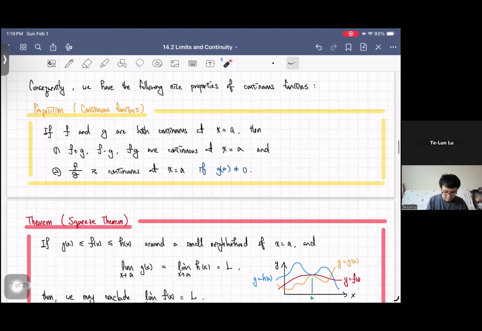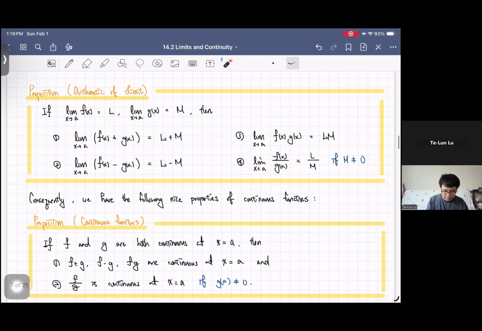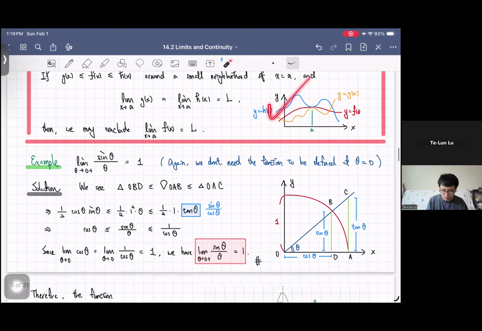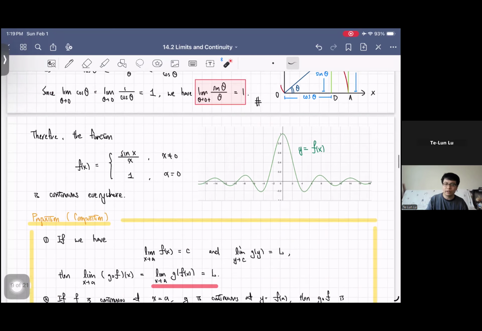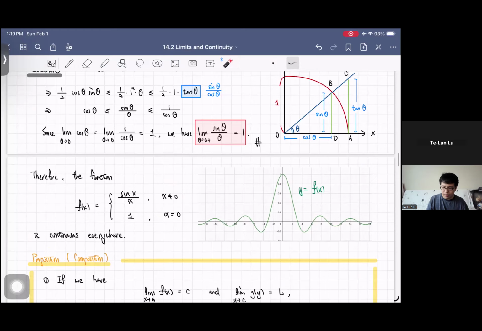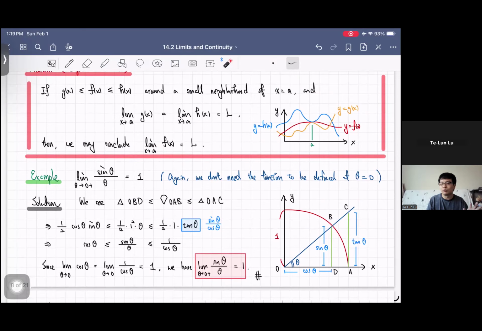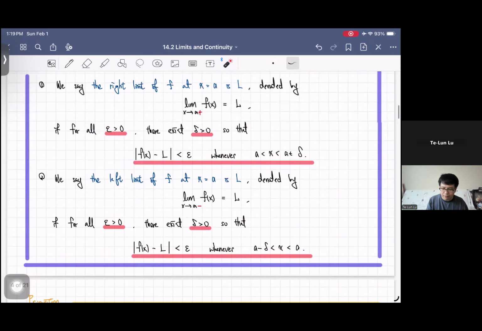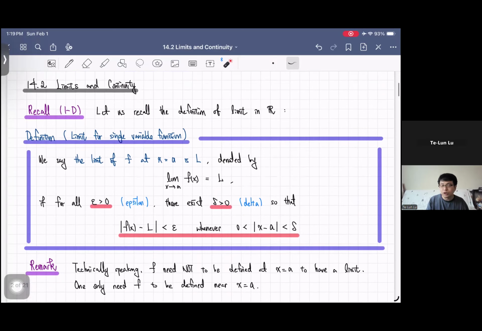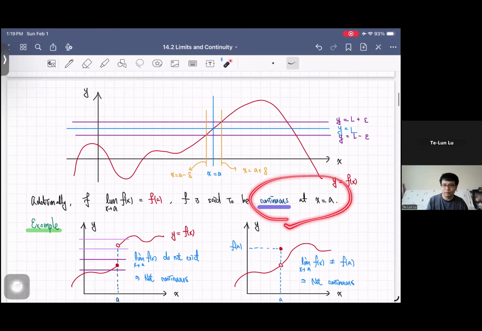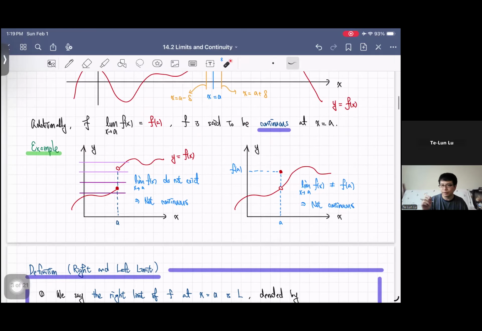Right. As I mentioned, these propositions and theorems will all be given a proof in the third portion of the video. And we will encounter almost the same thing in the higher-dimensional limit and continuity, where we will be doing things more delicately. And we will soon see why in the next video. But anyway, for this first video, we have recovered the definition of limit of a single variable function, and the definition of continuity of a single variable function, which is that the limit coincides with the function value.